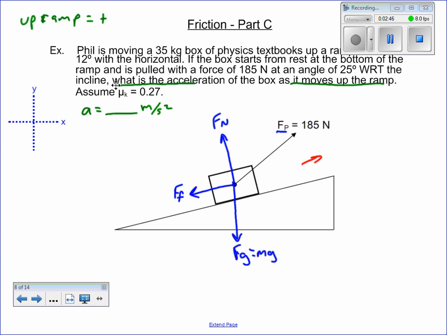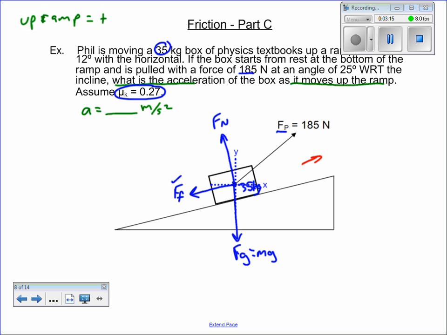We're given a bunch of information. We're given that the kinetic coefficient of friction is 0.27. That'll be useful with our friction force. We're given the mass of the box. We're given the push force, which is already on there. We're given that this angle. Now, let's bring our axis set in here.